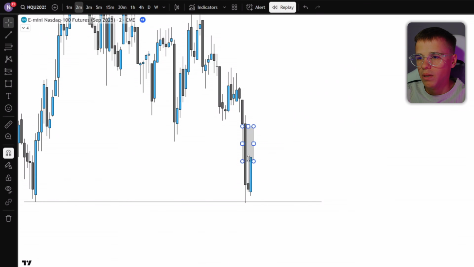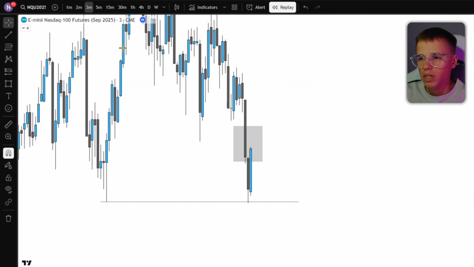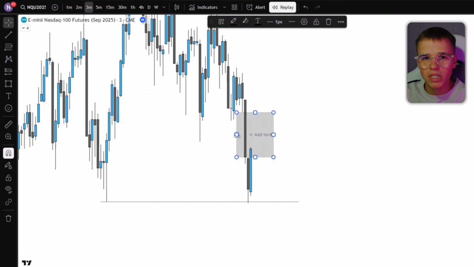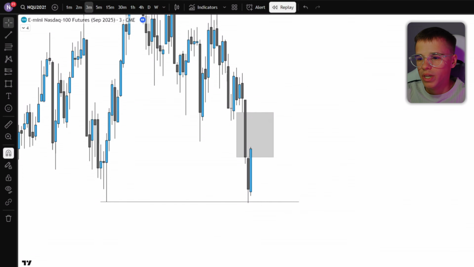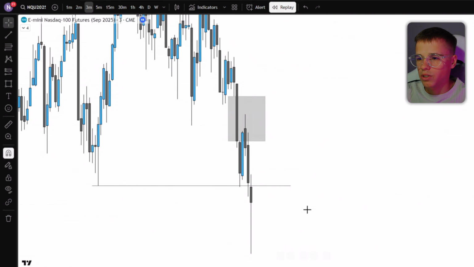So we have the imbalance also on the 2 minute, you can see it, and then we go to the 3 minute time frame, and here we also have the imbalance. So we are always going to choose the biggest time frame to actually execute on. So if we have imbalance on every single time frame, we are going to use the biggest for the entry. So we had the sweep, right now we are just waiting to see if we get the entry, and right now we reacted off of it, and looks like we are headed to the downside.